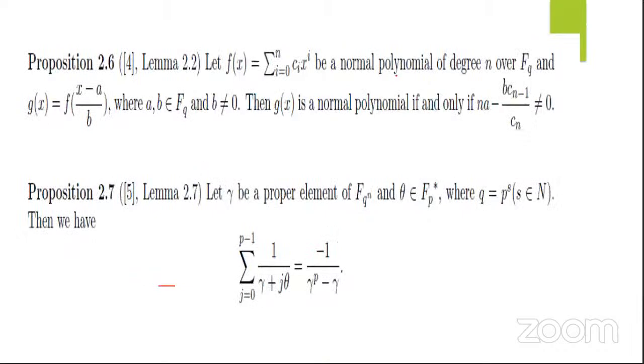The next two propositions, we will also use in the next section. Let f of x be a normal polynomial and g of x is equal to f of x minus a upon b. Then the polynomial g of x is a normal polynomial if and only if n a minus b c minus 1 upon c n is non-zero, or we can say n a plus b trace of an element alpha is non-zero.